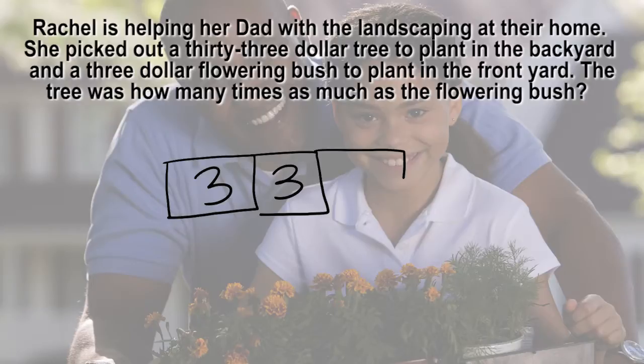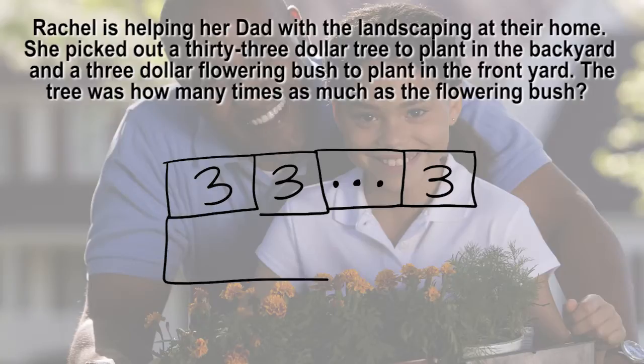A bar of any size with dots indicating that an unknown number of groups is included in the quantity is drawn next to the previous bars. One bar representing the size of each group is drawn at the end. A total bar is drawn below, spanning the length of the bars representing the groups. In this bar, we will write 33 because we are comparing the one tree to an unknown number of flowering bushes. 33 is our total number.